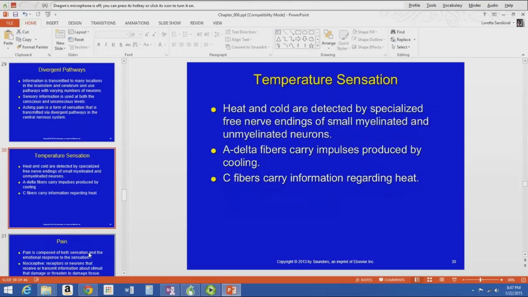Temperature sensation. So we have those specialized free nerve endings of the small myelinated and unmyelinated neurons. So the small myelinated ones are the A deltas, and the unmyelinated are the C fibers. So the A delta fibers carry impulses produced by cooling, and C fibers carry information regarding heat, which for some reason I just think that's fascinating. So cooling is faster. Those A delta fibers are a little faster. Heat's a little bit slower. I don't know what the implications of that are, but I just think it's really kind of interesting.